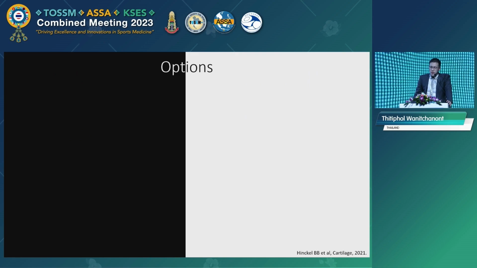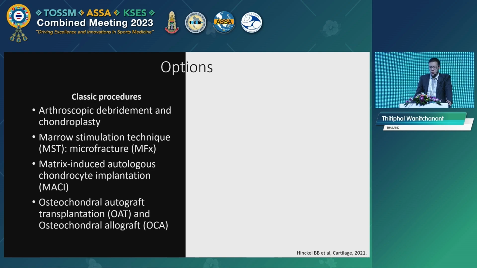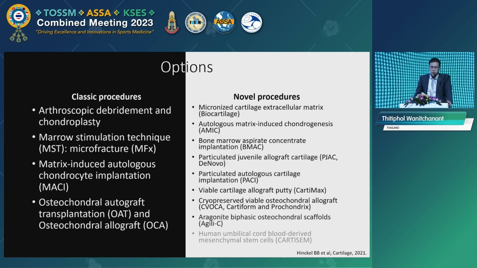For the options of operative treatment, we have the classic procedures, as you already know: arthroscopic debridement with chondroplasty, marrow stimulation microfracture, matrix-induced autologous chondrocyte implantation, ACI or MACI, and osteochondral allograft or autograft transplantation, abbreviated as OAT or OCA. And there are many novel procedures upcoming nowadays, but the highlights are AMIC and BMAC, which our next speaker will go into detail about.